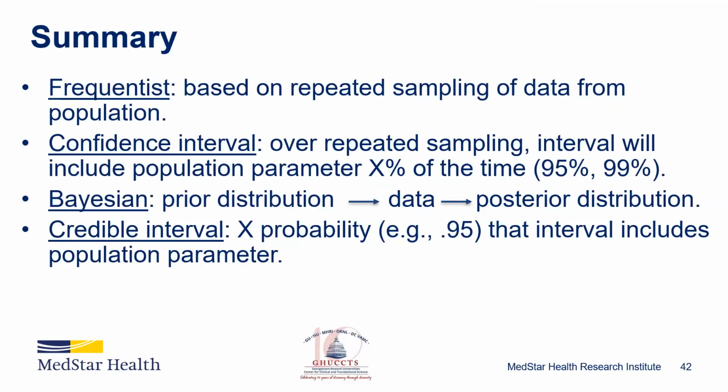In the Bayesian perspective, we have a prior distribution. Then we collect our data, and based on that data, we update our prior distribution to the posterior distribution. And then a Bayesian credible interval means that there's a particular probability that the interval includes the population parameter, like a 0.95 probability or 0.99.